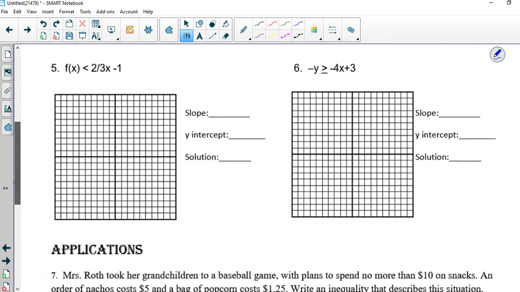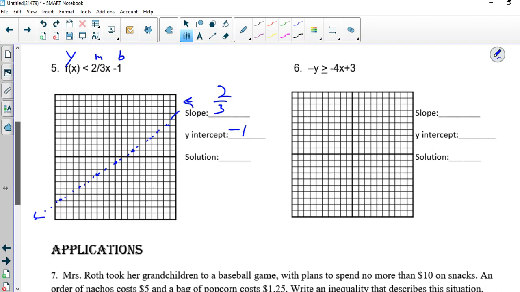Okay, if you remember from algebra, this is the same thing as y equals mx plus b. Here's my m, here's my b. Negative 1 for the intercept, 2/3 for the slope. Negative 1 is my y-intercept. I go up 2, right 3, and I keep repeating that pattern. Up 2, right 3. I can also go down 2, left 3. It is also going to be a dotted line because it is less than.